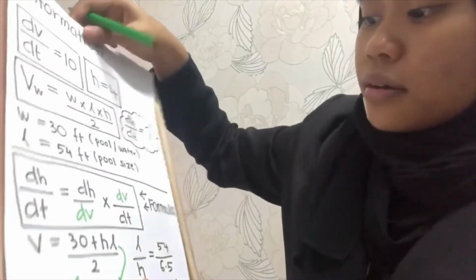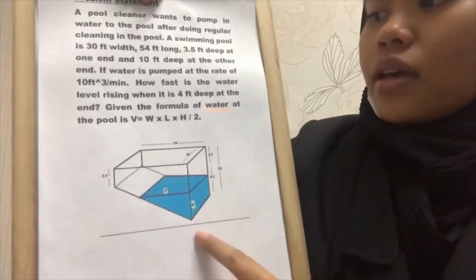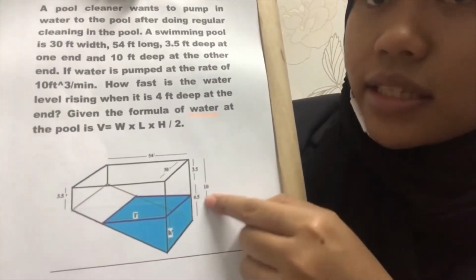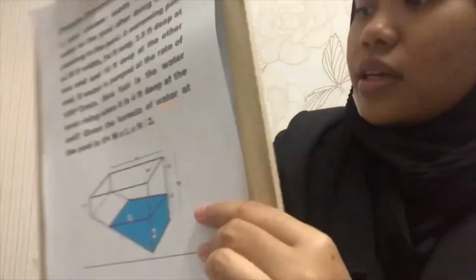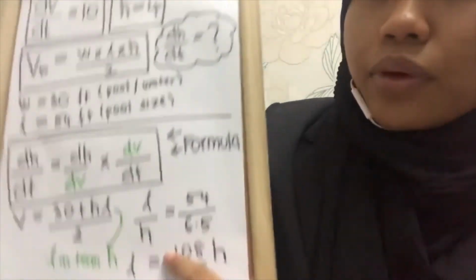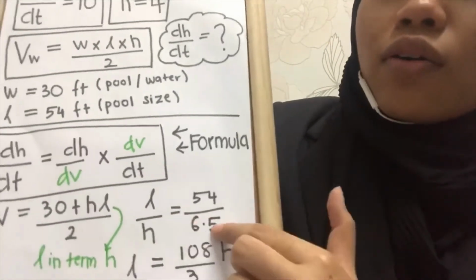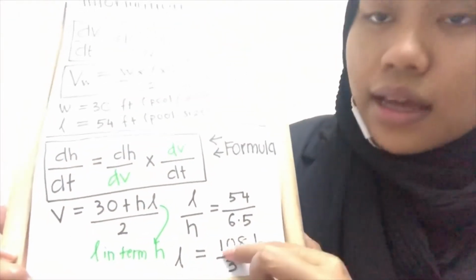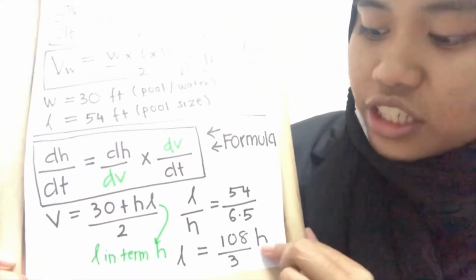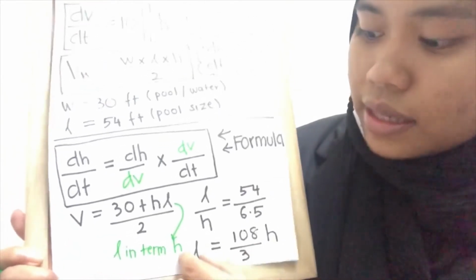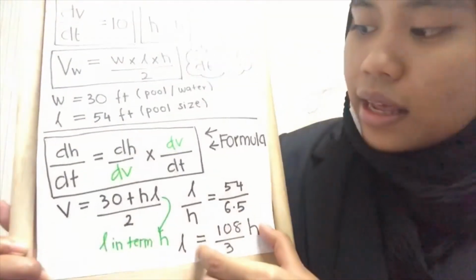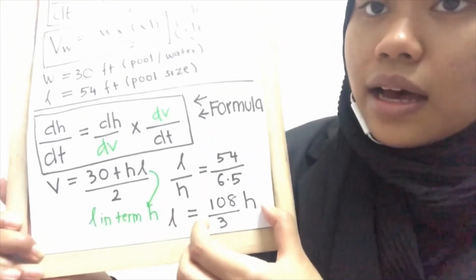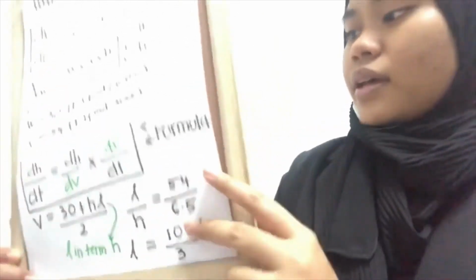In this diagram, we can see L is 54 and H is 6.5. So we divide L by H, we get 54 over 6.5. So L is equal to 108H over 13. So this is the value of L. So we put L inside.